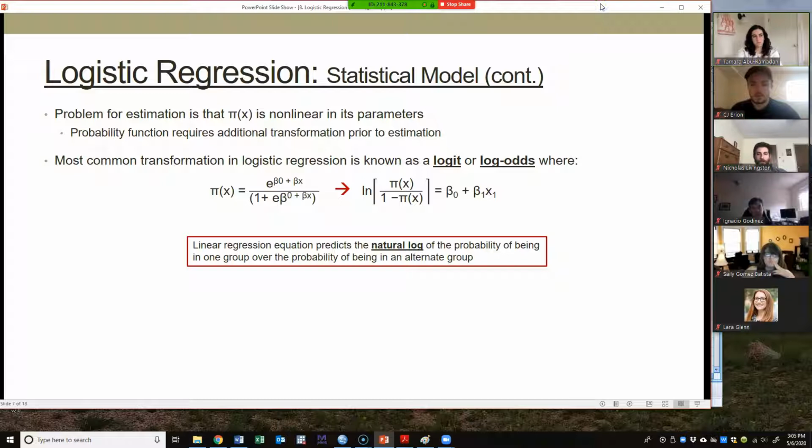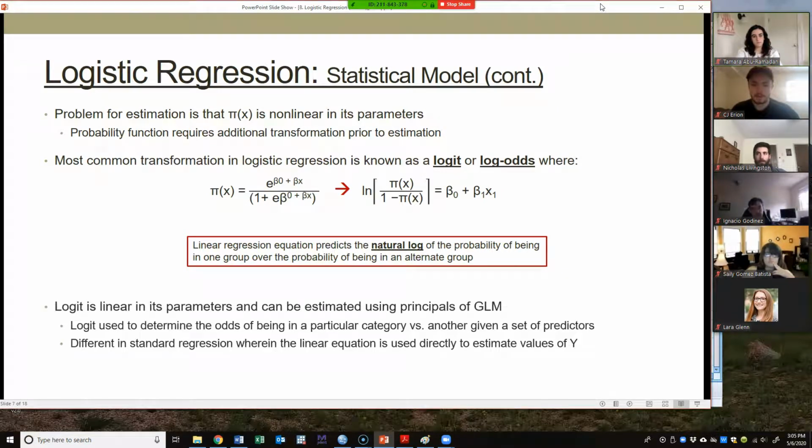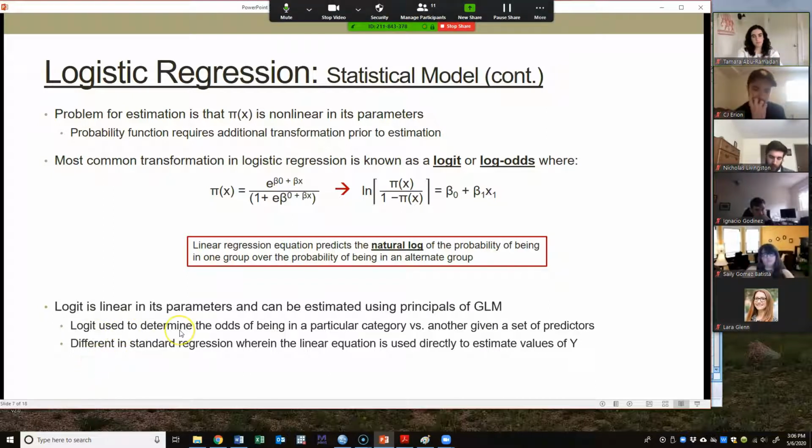Okay, so what we're going to do then is, because our logit is linear in its parameters, the log odds works. Log odds is a nice continuous variable ranging from negative infinity to infinity, and if we have a nice continuous variable, then we can just use our regular old model, right? And so what our logit is going to be doing is determining the odds of being in one category versus another category given a set of predictors.